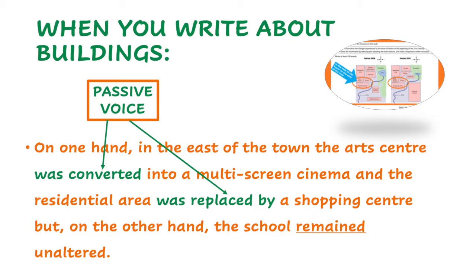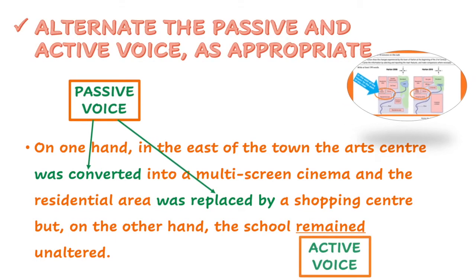So I don't know who converted the art center. I don't know who replaced the residential area. I do know, however, that this occurred, so I'm using passive. Basically, what you need to do is to alternate the passive and active voice as the context requires it.